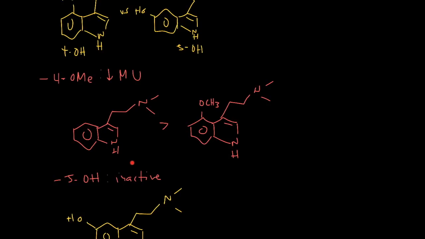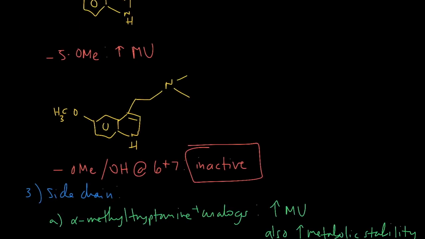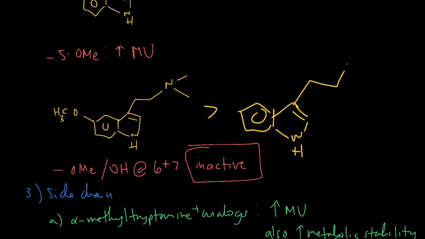4-O-methyl decreases the mescaline units. So here's your DMT, and here you're adding a 4-ether group. So the 4-O-methyl group is less potent than your tryptamine. 5-hydroxyl, like I showed you earlier, 5-hydroxyls are inactive. 5-O-methyl, so adding an O-methyl at the 5 position, increases the mescaline units. So this is more potent than its corresponding tryptamine. Yep, more potent than its tryptamine.